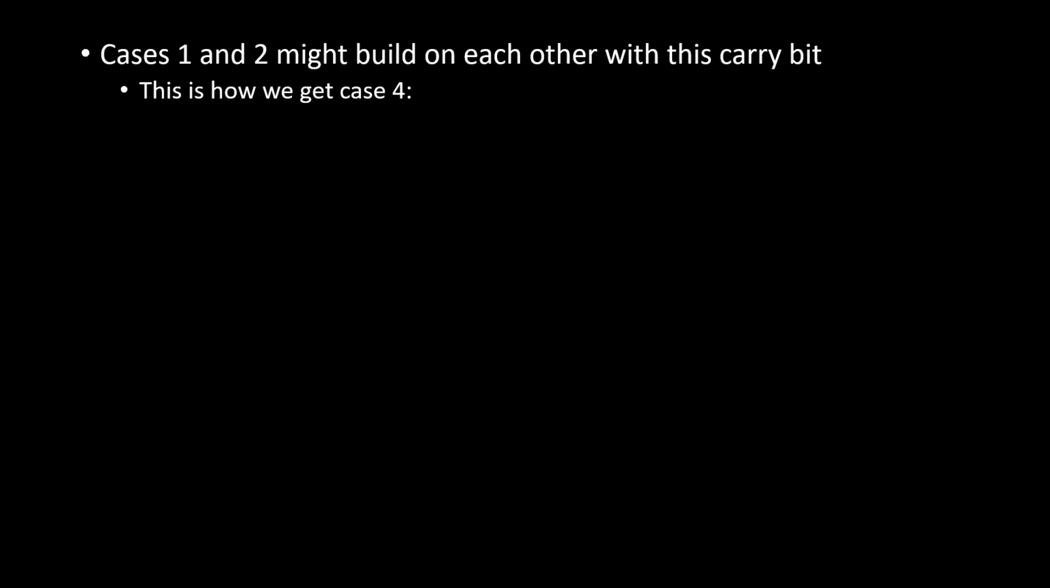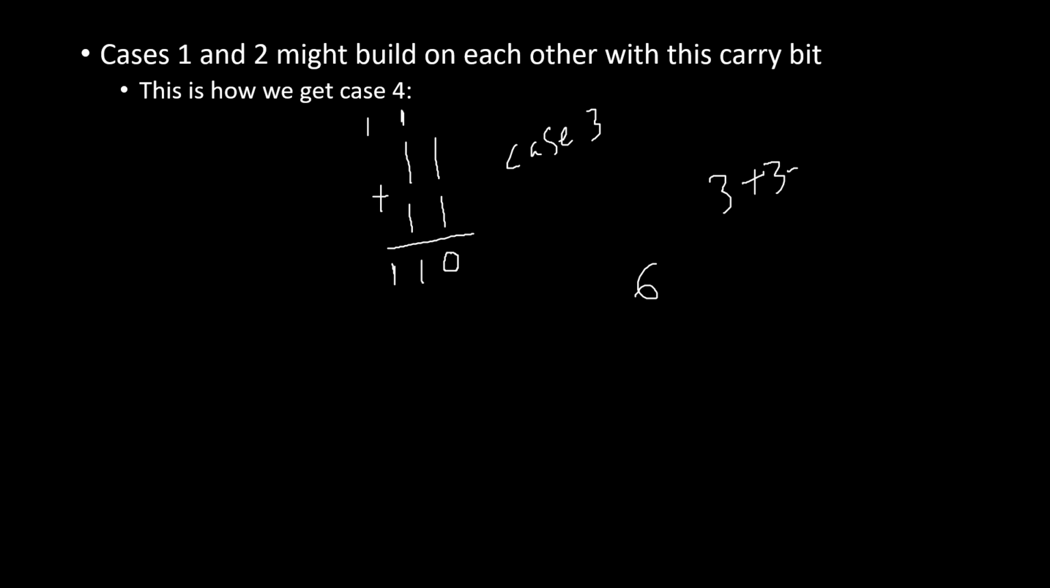So if we had the number 1, 1, and 1, 1, and we added these two together, it's going to be a 1 plus a 1, which is case 2. And we're going to write a 0 for this position, and then we're going to carry a 1. But now we have 3 1s. So when you have 3 1s, you're going to write a 1, and then you're going to carry a 1. So this is going to be 1, 1, 0. And this makes sense because 1, 1, 0 is 6. And 1, 1 plus 1, 1 is 3 plus 3 equals 6.